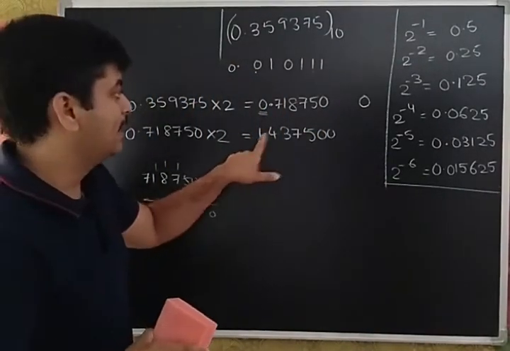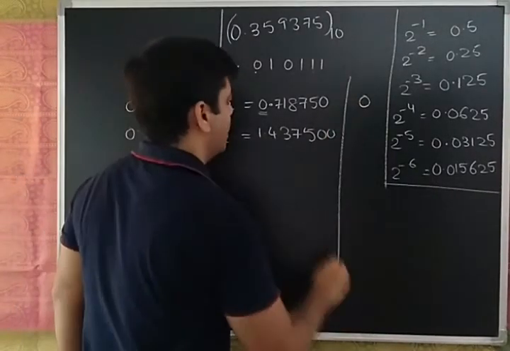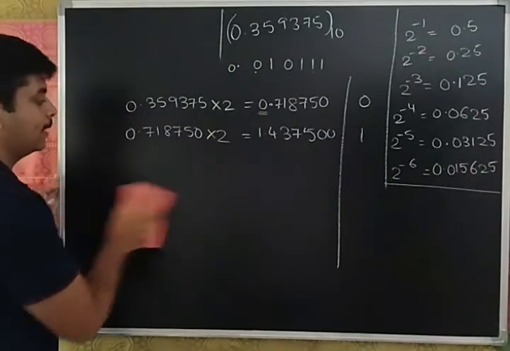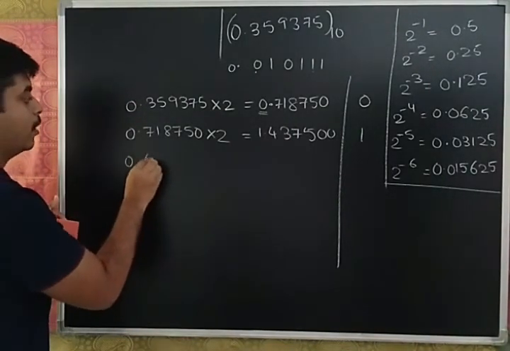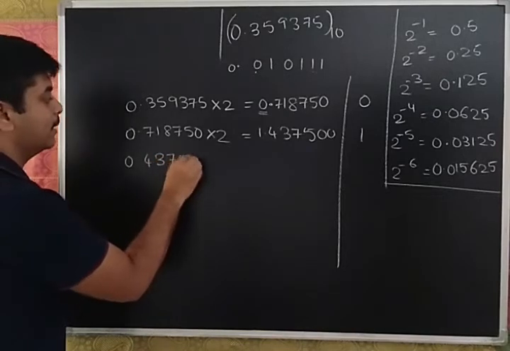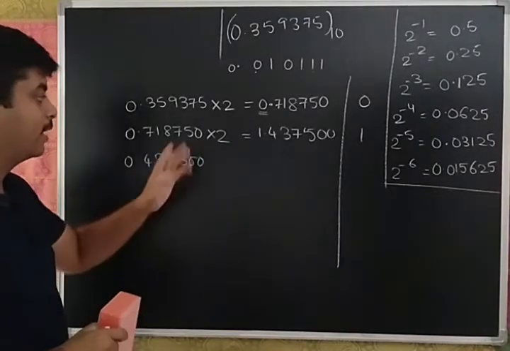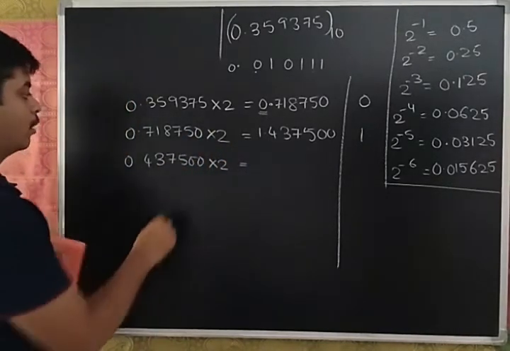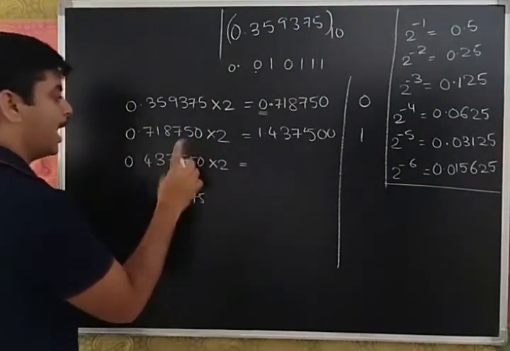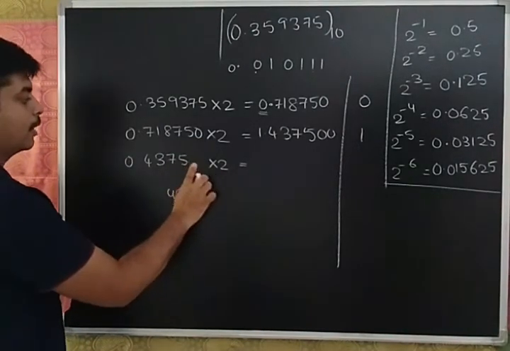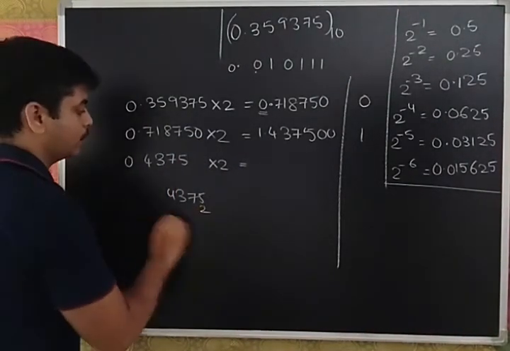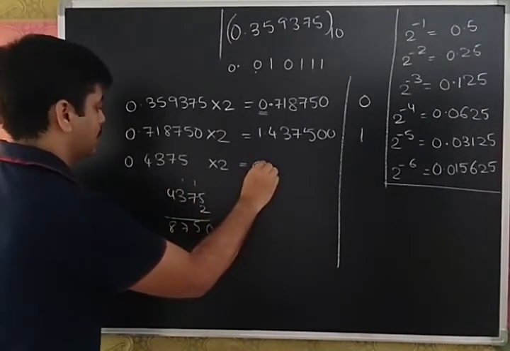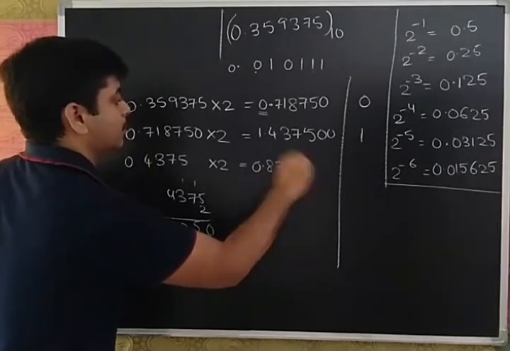Okay, so now again the same procedure. Write this 1 here, and write the decimal back here. What is that? 0.437500. Once again you multiply with 2. What happens? 4375, I'm ignoring these double zeros. 5 twos are 10, 7 twos are 14, 15, 3 twos are 6, 7, 4 twos are 8. So it is 0.8750.